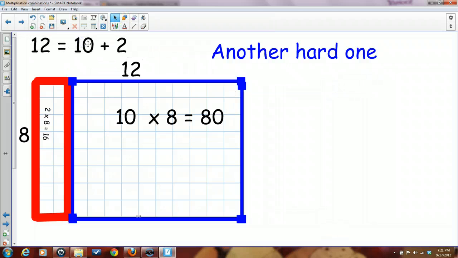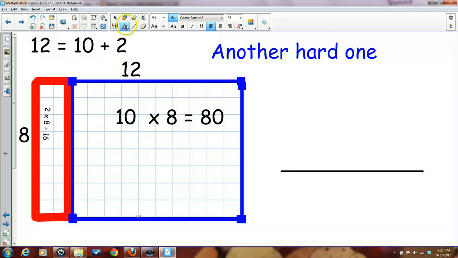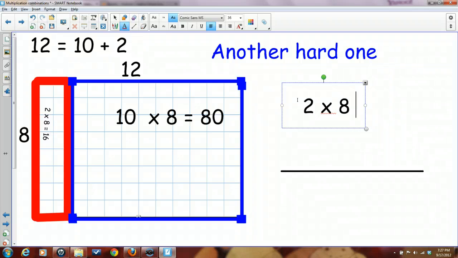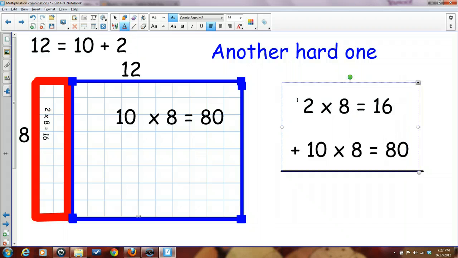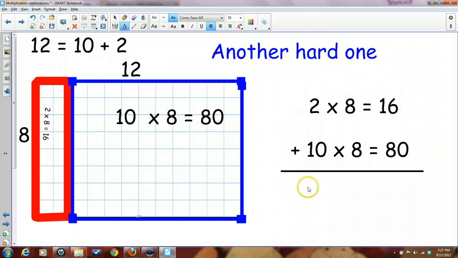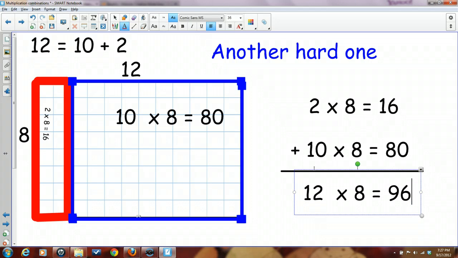Let me get this equation out of here so we don't get confused. All right, so now I've got my 2 equations. I'm going to start adding them up. I have my 2 times 8, which I know equals 16. So I'm going to add my 10 times 8, which I know equals 80. And in order to do that, I've broken the 12 down. So now I have my 10 plus my 2 is going to give me my 12. I'm timesing it by 8 because they're all groups of 8. So now, in order to get my answer, all I have to do is add my 16 and my 80. So 80 plus 16 equals 96. So I know that I have the correct answer.